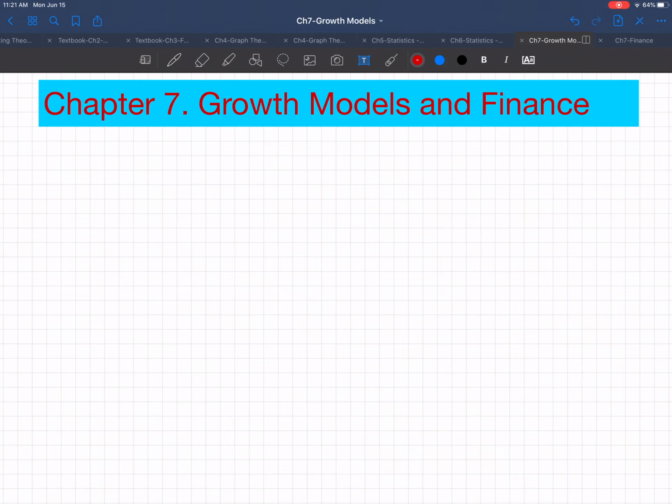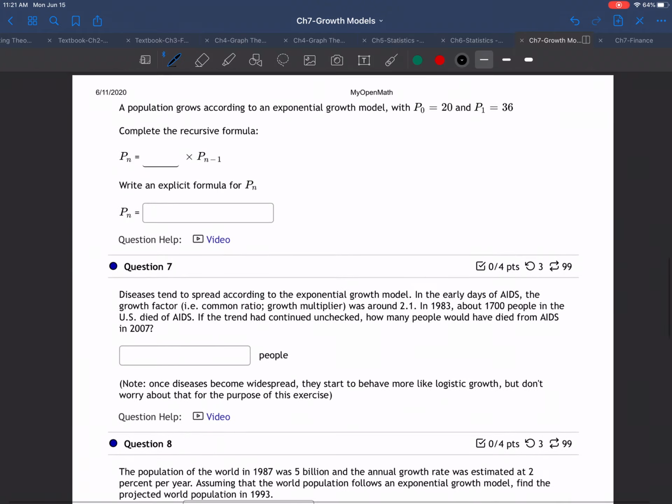Welcome to Chapter 7, Growth Models and Finance. I'll give you a brief introduction here on what we're going to cover in this last chapter in the course. So, first we're going to cover growth models. And what we mean by that, let me give you an example.